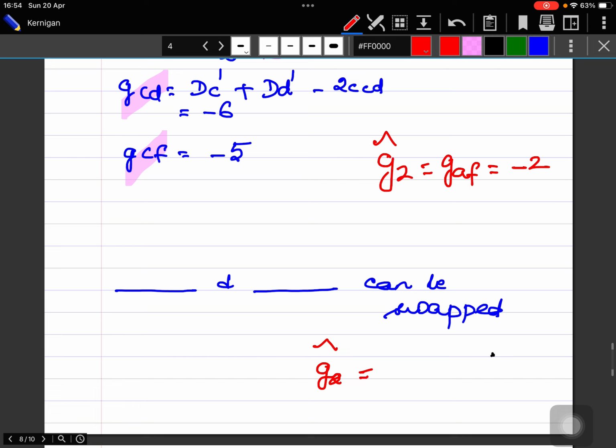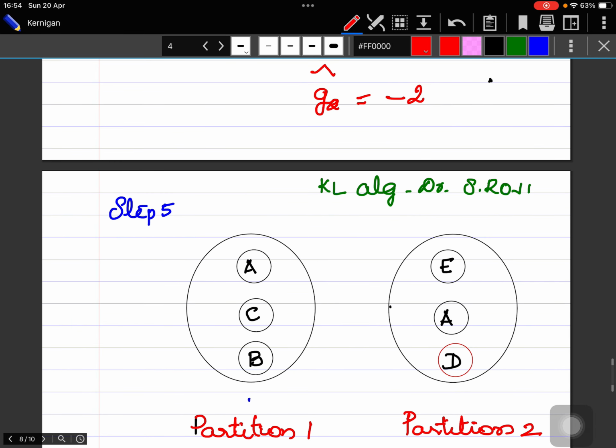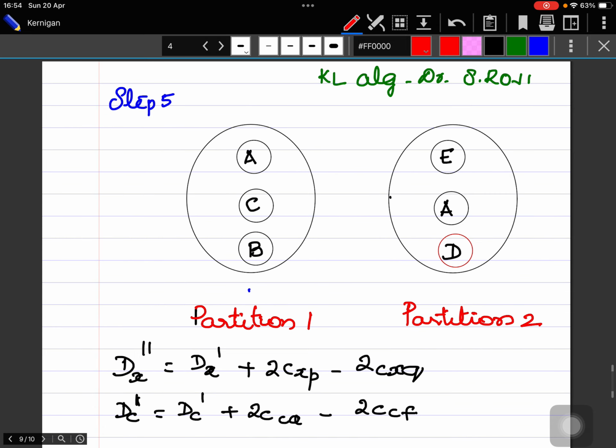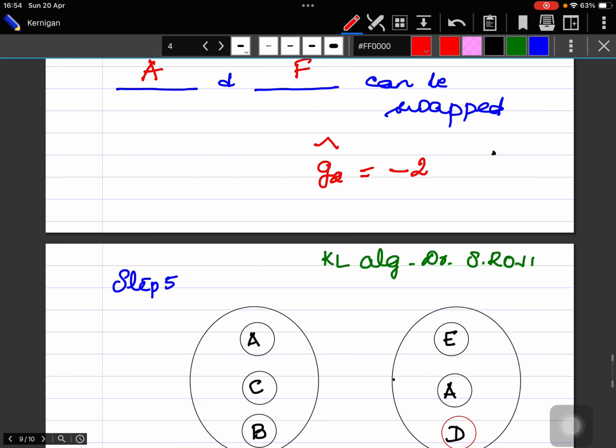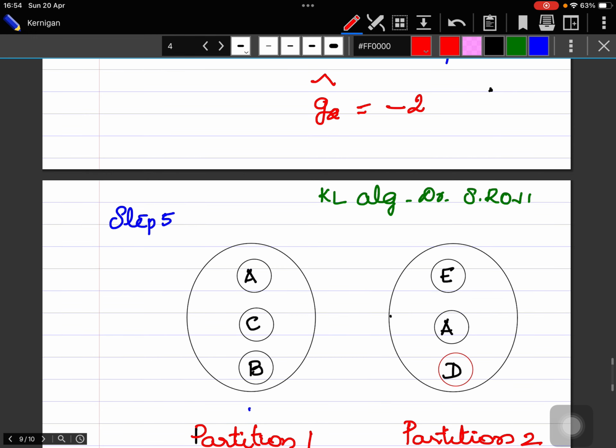Okay. And so I'll write it again. A and F can be swapped. Therefore, G2 crown is equal to minus 2. Okay. So what have I done? I have swapped already. B and E are swapped. Now I'm swapping A and F, right?